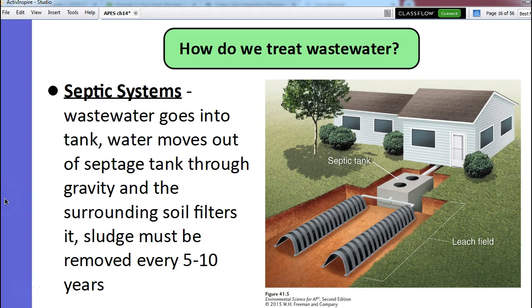So we just saw a video about wastewater treatment. That's if you live in an urban area. Typically, you're going to have your water treated by a wastewater treatment plant. Some people are going to have septic systems instead of a wastewater treatment plant. So what exactly does a septic system do?